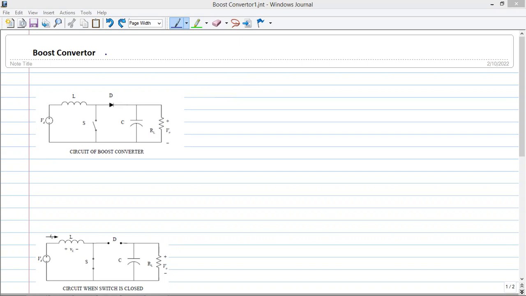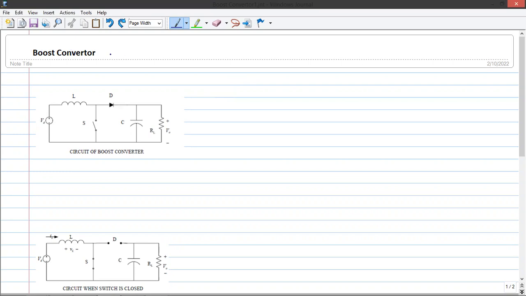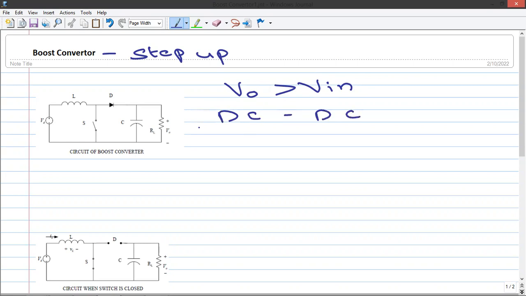Hi everyone, today we will learn about the boost converter. A boost converter is a step up converter. Step up means your output voltage V out will be greater than the input voltage. The boost converter is a DC to DC converter: input is DC and output is also DC. The input is variable DC, the output is fixed DC, and the output voltage is greater than the input voltage.